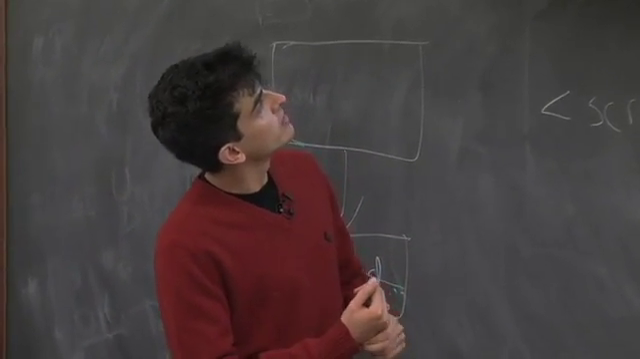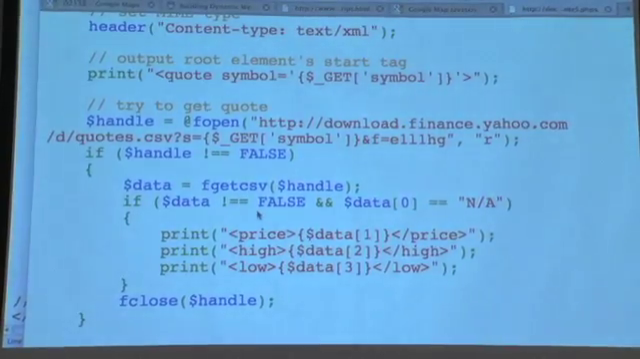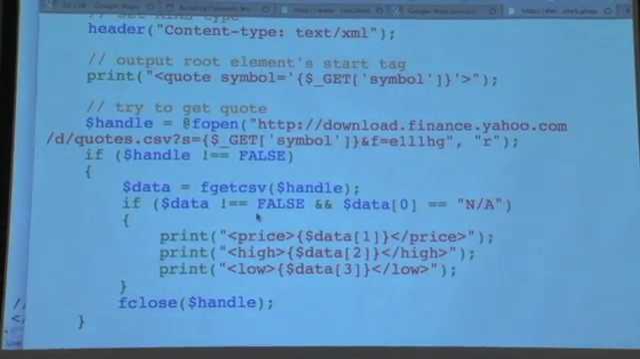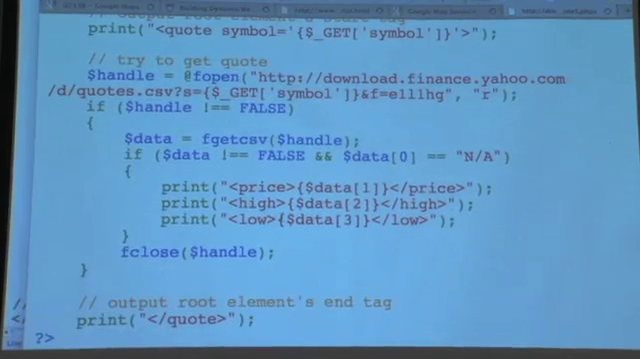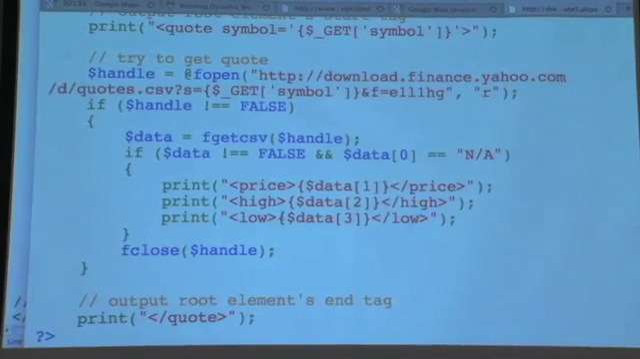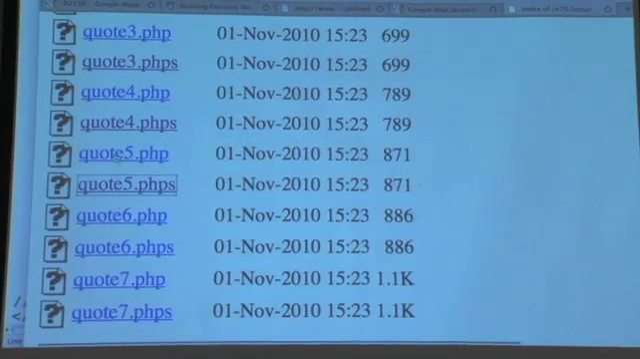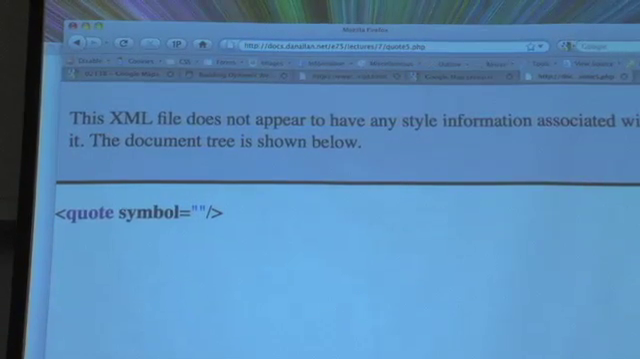So notice that we are just outputting a standard XML file that shows a variety of information like the symbol name. It also gives us the price, the high, the low, and it should close all of the elements appropriately. So if I were to actually visit quote5.php and provide to it some information, we would see that it should be in XML form.